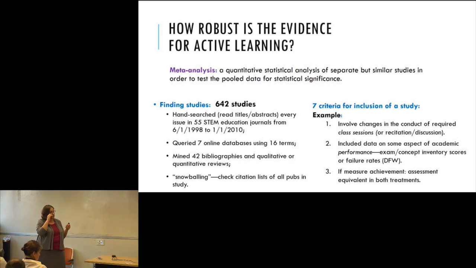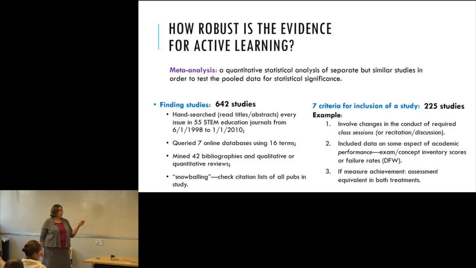So if we were measuring achievement, the last criterion I want to point out is that the assessment had to be equivalent in both treatments. That meant either they were identical assessments or the folks had created a pool of questions and randomly chose from that pool to create the assessments for each treatment. That way someone can't turn around and just say, oh, they made the exam easier, which is an argument that I've heard before. We wanted to make sure that wasn't an easy argument to make against the paper. There are 4 more criteria such as that.